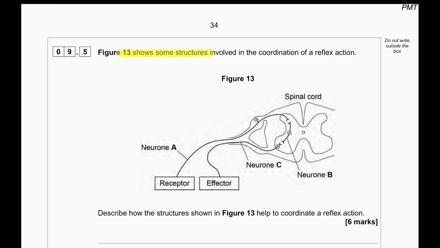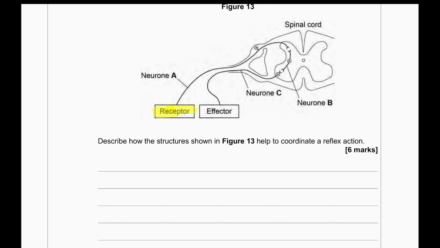Figure 13 shows some structures involved in the coordination of reflex action. We can see a receptor followed by neuron A. The receptor detects a stimulus and generates an electrical impulse, which is then transferred through neuron A. Then through the synapse, neurotransmitter transfers the chemical messages into neuron B, which is a relay neuron. So neuron A is sensory and neuron B is relay because it is located in the spinal cord.